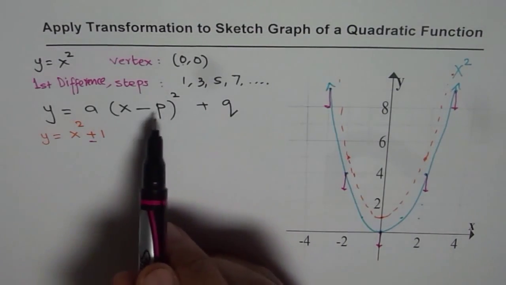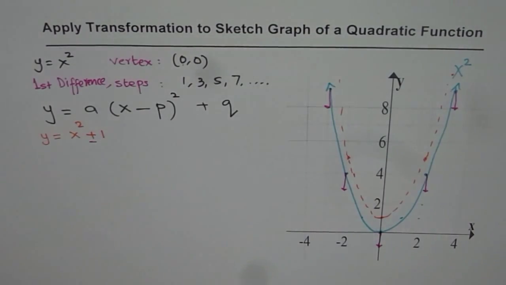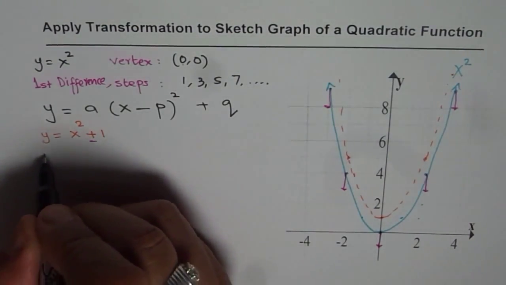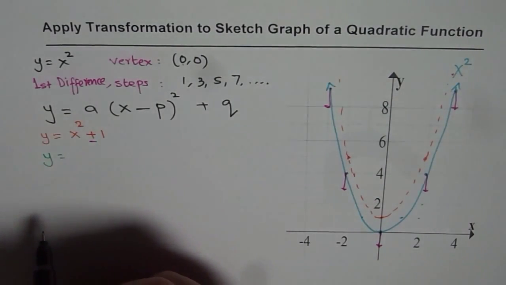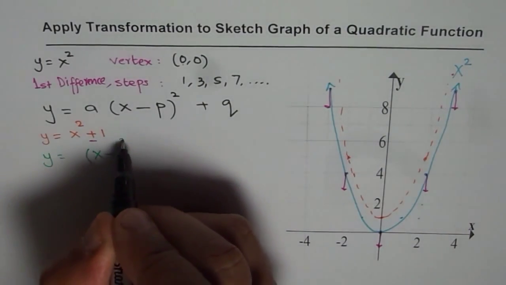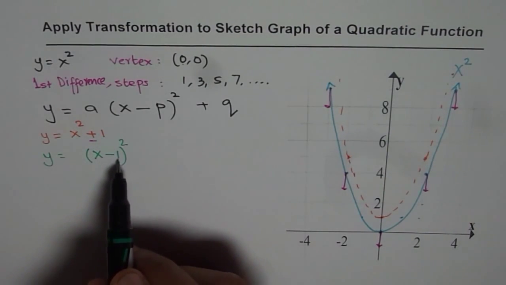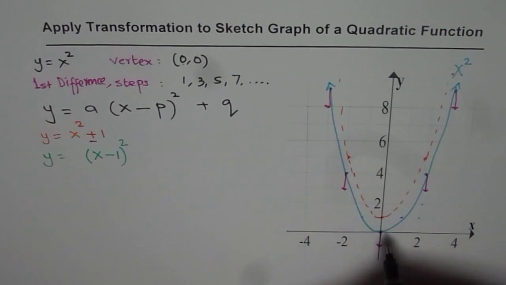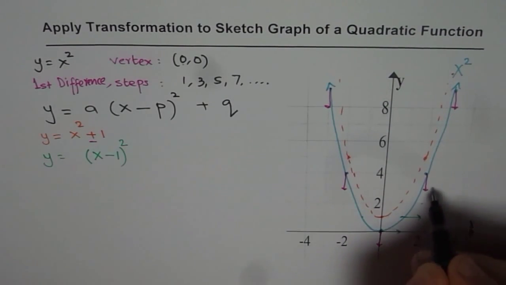Now let's see the effect of p. Now if p is, let us say, 1, in that case what happens? Horizontally, if I write y equals, so I'm taking a as 1 for the time being, we have, let us say, (x minus 1) whole squared. Let us say that is our function for the time being. So we are saying our graph will move 1 unit to the right. It really means move each and every point 1 unit to the right, right?